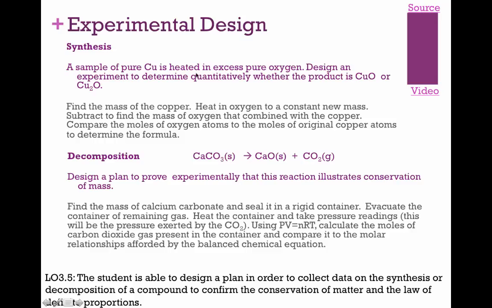And so what we can do is we can find the mass of copper, heat it up, figure out what that mass is. And then really what we need to do is look at our mole ratio of copper to oxygen. If it's a 1-to-1 ratio, it's CuO. If it's a 2-to-1 ratio, it's Cu2O. So always compare your moles when you're looking at empirical formulas. That's really what you're doing in this one. And then for this decomposition, it's going to be a similar way. It says illustrates conservation of mass, so the mass after should be equal to the mass before.